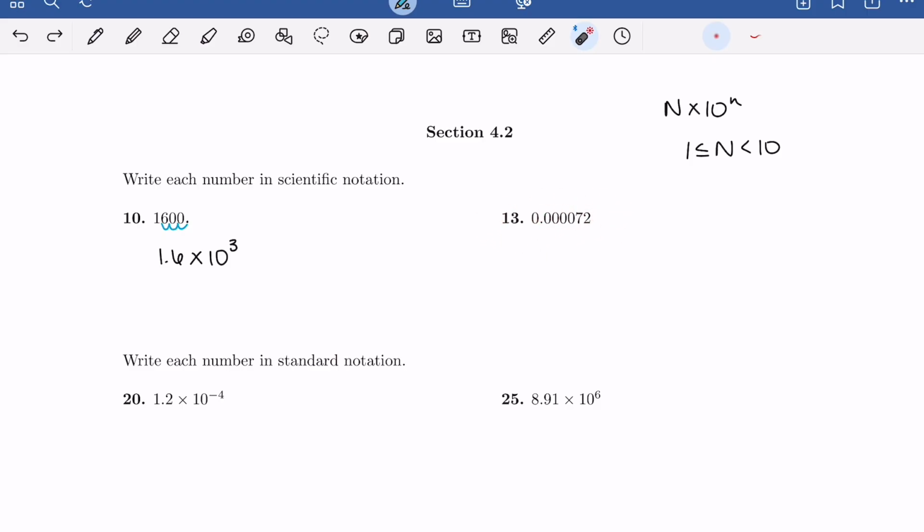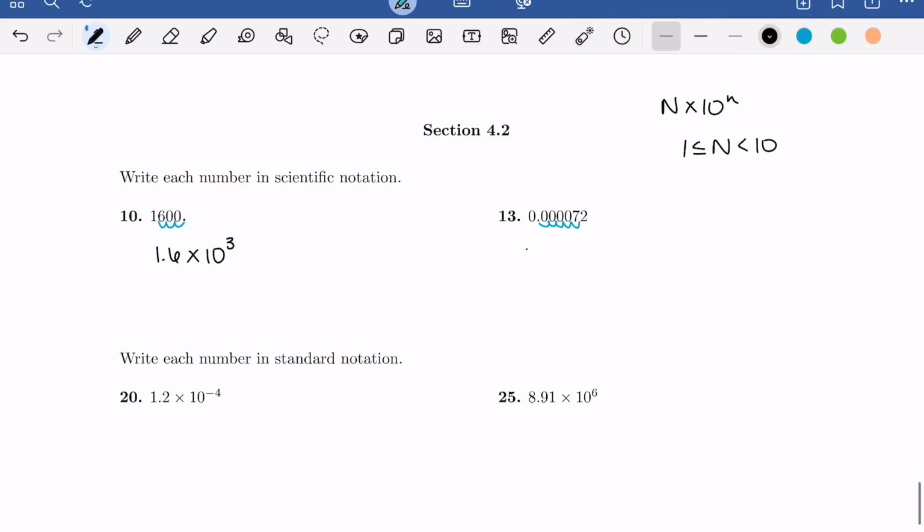Now, in this case, we're dealing with a really small number. So we're going to take this decimal and we're actually going to move it in the opposite direction. So we're going to go 1, 2, 3, 4, 5 units. And we know to stop here between the 7 and the 2 because we're going to end up with the number 7.2. And this is a value between 1 and 10. If we were to stop here, we would end up with 0.7, which is not between 1 and 10. And if we were to go past this 2, we would end up with 72, which again does not satisfy this. So we have 7.2 times 10, and we moved this decimal 5 units.